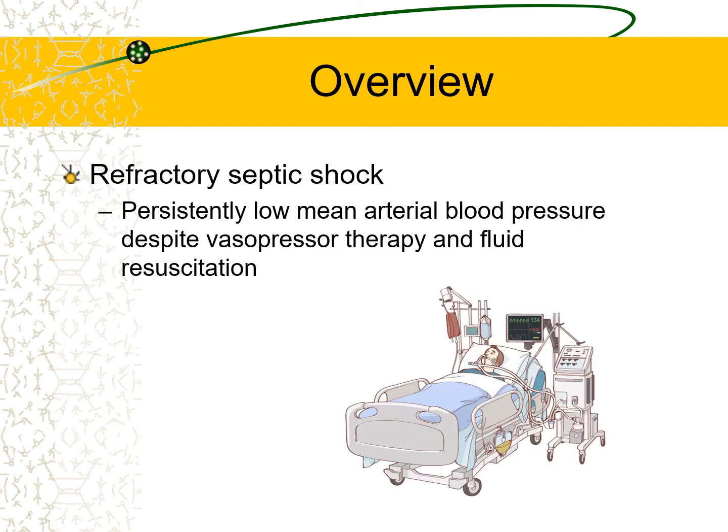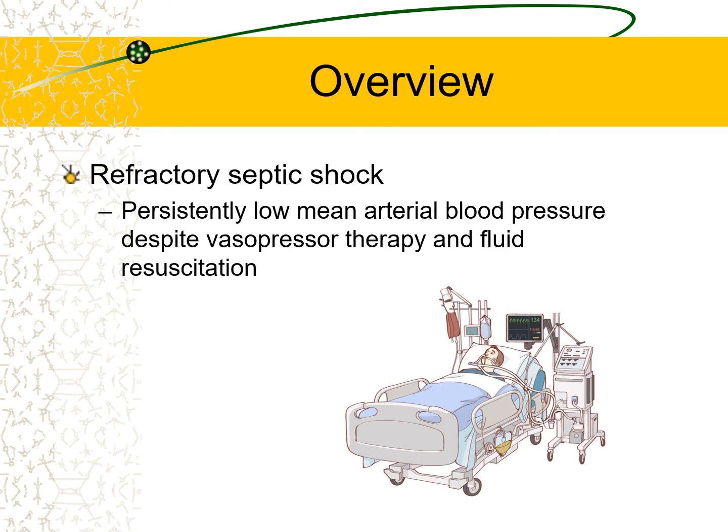The next stage would be called refractory septic shock, and this refers to persistently low mean arterial blood pressure despite vasopressor therapy and fluid resuscitation. Okay, so typically in our treatment of septic shock, we like to give fluid resuscitation and then treat the patient with vasopressor therapy. An example would be dopamine. High doses of dopamine would cause that vasoconstriction.